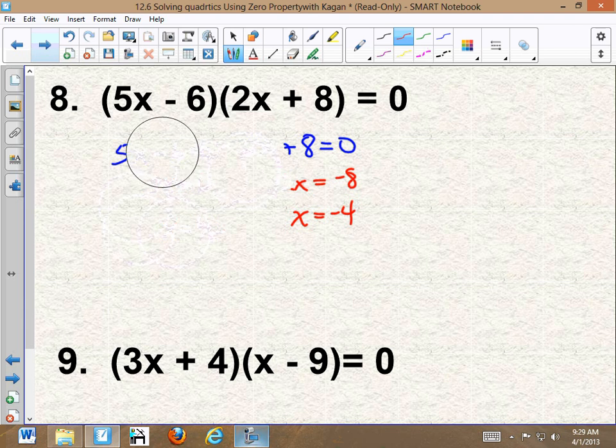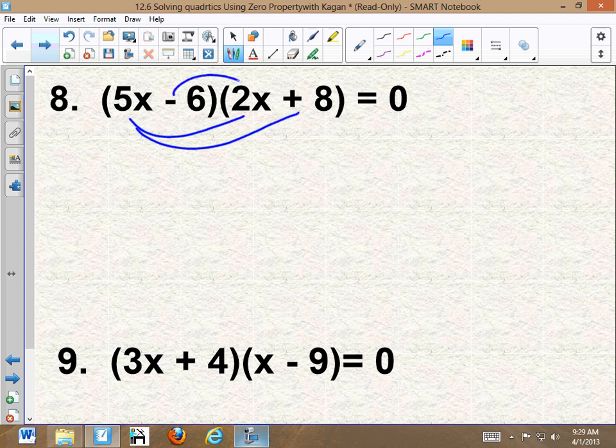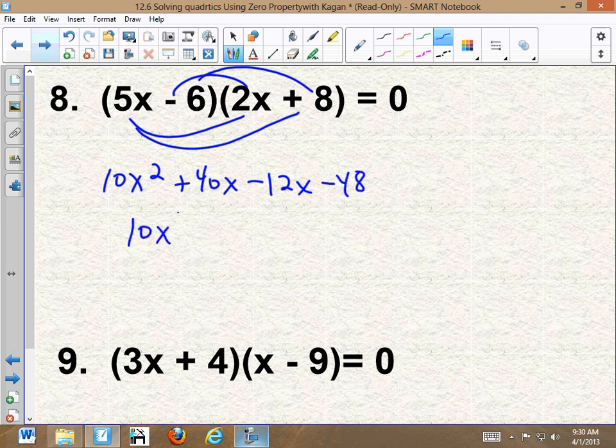Okay? You just take what's inside the parentheses, set it equal to 0, and solve. Now, if you're going to multiply it out, what's going to happen? Can I multiply this out? Yeah, I can multiply it out, just like I taught you. That's going to give me 10x squared plus 40x minus 12x minus 48. 10x squared plus 28x minus 48, right? When I multiply it out, that's what I get.